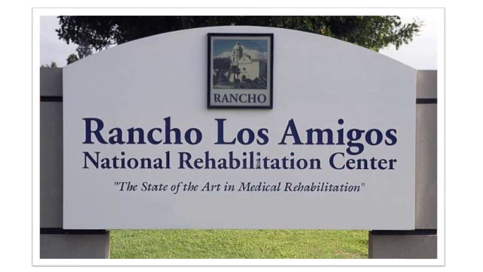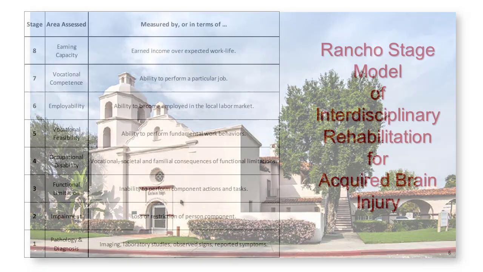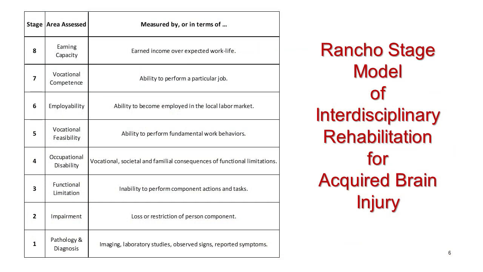The origins of forensic rehabilitation are found at the Rancho Los Amigos National Rehabilitation Center in Downey, California. Rancho has been one of the world's premier rehabilitation centers for more than 80 years, originating the interdisciplinary approach to rehabilitation in the 1940s. A key component of this approach is the stage model of rehabilitation for acquired brain injury. We'd like to share that with you today.